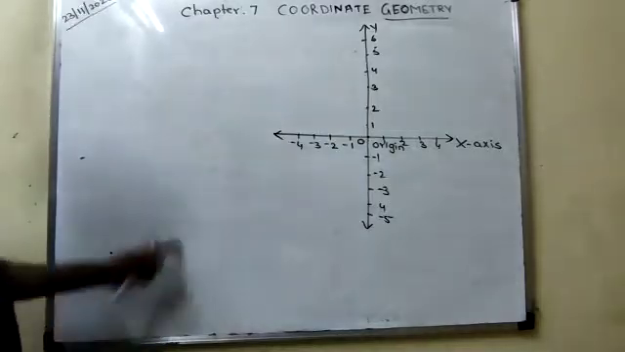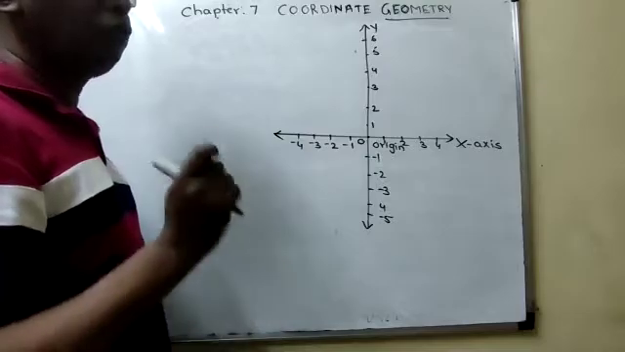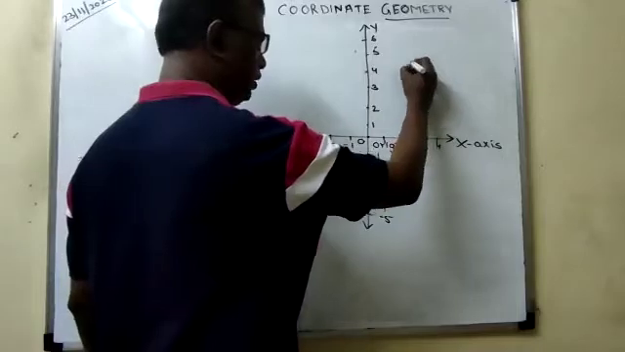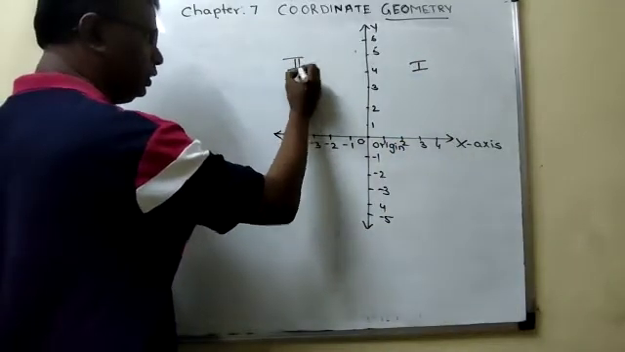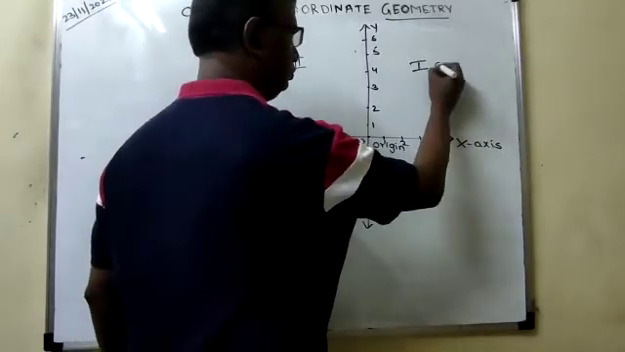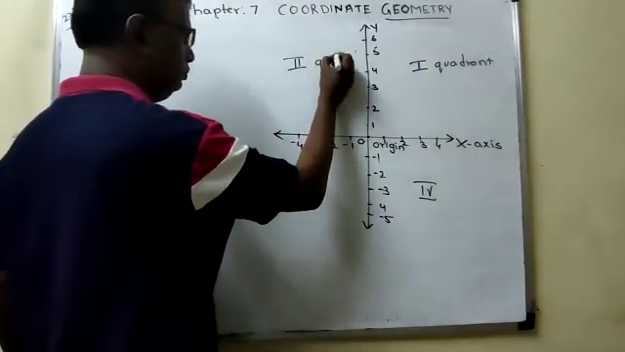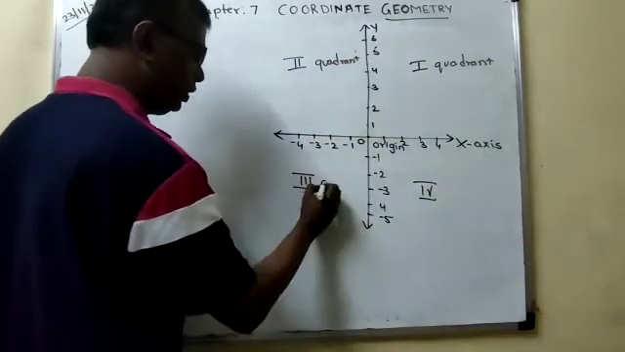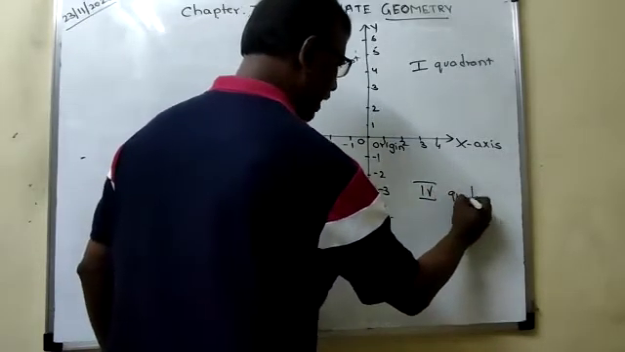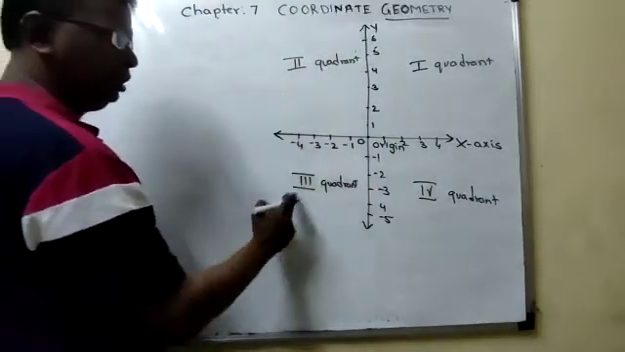Now this x-axis and y-axis divide the plane into 4 parts. I can say 4 quadrants. What is that? 4 quadrants. This is called first quadrant. This is called second quadrant. And this is called third quadrant, and this is called fourth quadrant. This is second quadrant, and this is third quadrant, and this is your fourth quadrant. So x-axis and y-axis divide the plane into 4 quadrants: first, second, third, fourth.